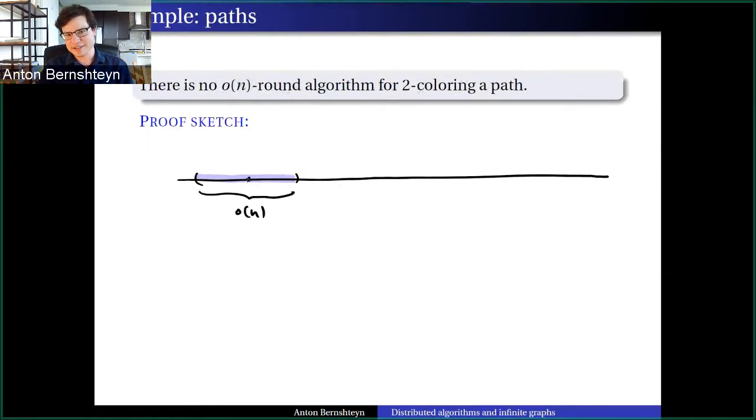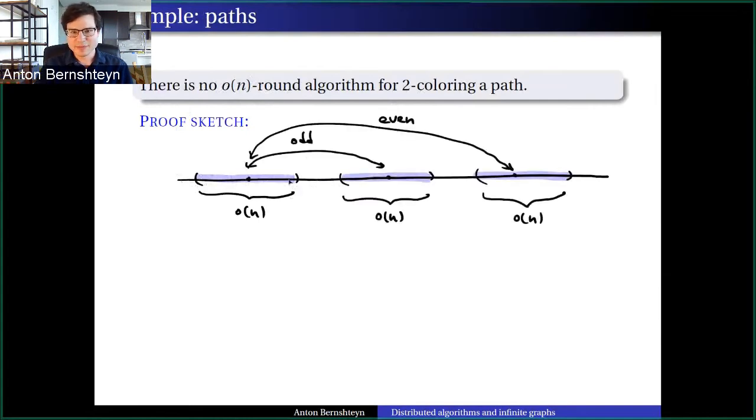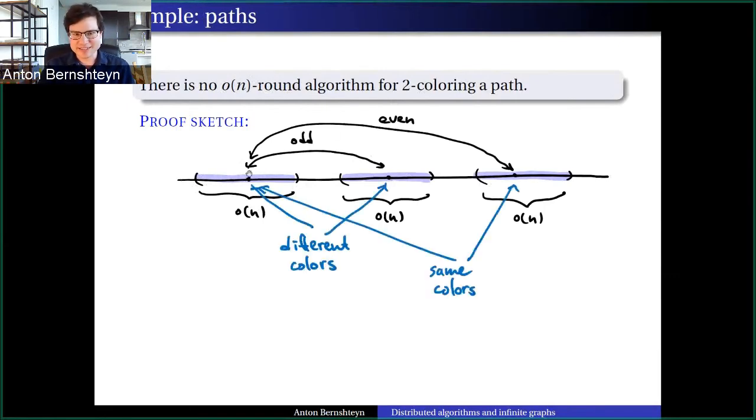So each vertex looks at its radius little o of n ball around it, and it makes a decision of what its color is going to be based on the information there. Well, because it's little o of n, I can fit 3 of these at least in my path disjointly. In fact, I can take this one at some odd distance and this one at some even distance from the original. Now, because this distance is odd and we're coloring the path with 2 colors, these have to have different colors, whereas this and this have to have the same color. Just because this is a 2 coloring, the colors alternate.